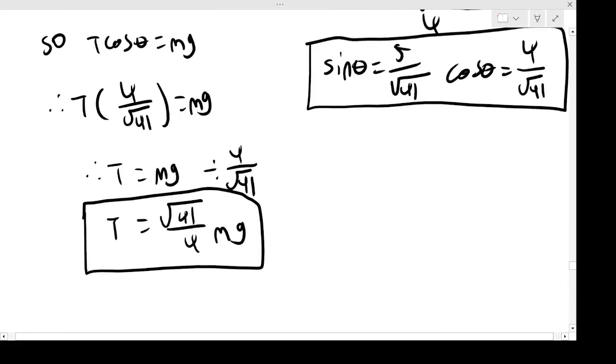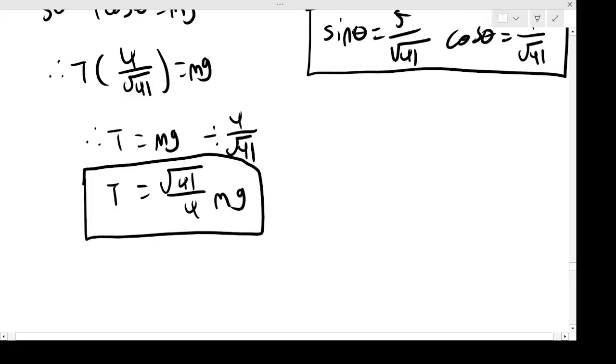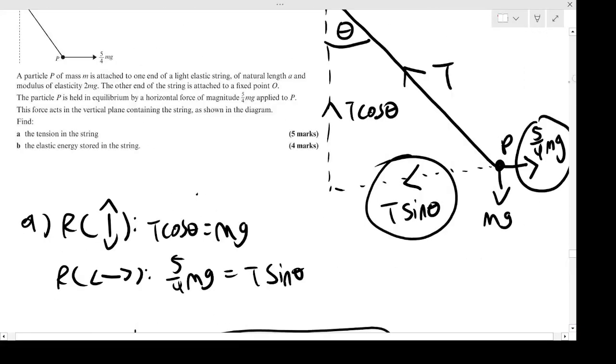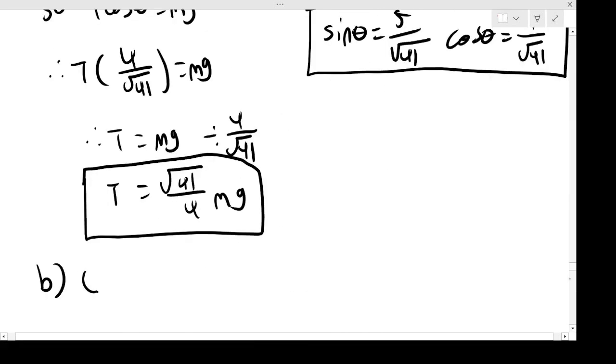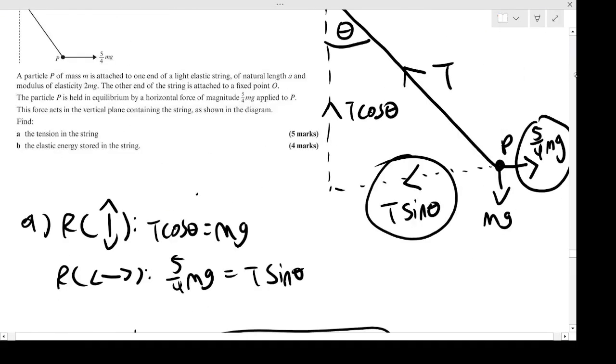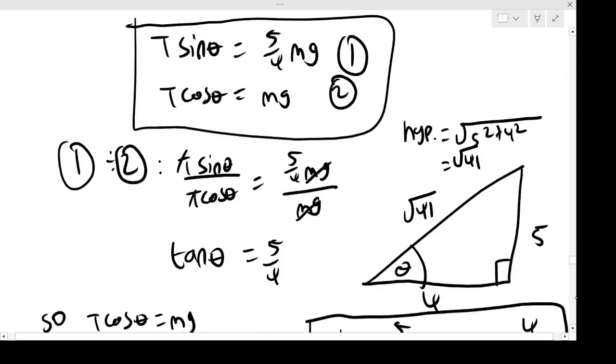Then in part B, it's asking for the elastic energy in the string. So that's going to be the EPE, which is lambda x squared over 2L. Now the issue is I don't know what my extension x is. If I look at the question, I'm told the natural length is A, but I'm not told the total length, what it's stretched to. I'm just told the natural length. I'm going to have to work out the extension then.